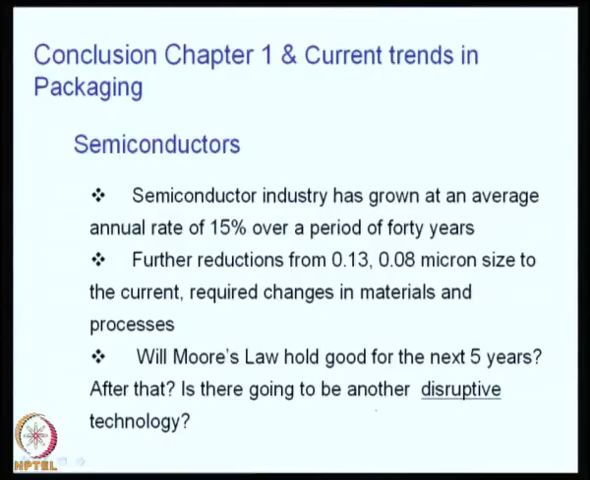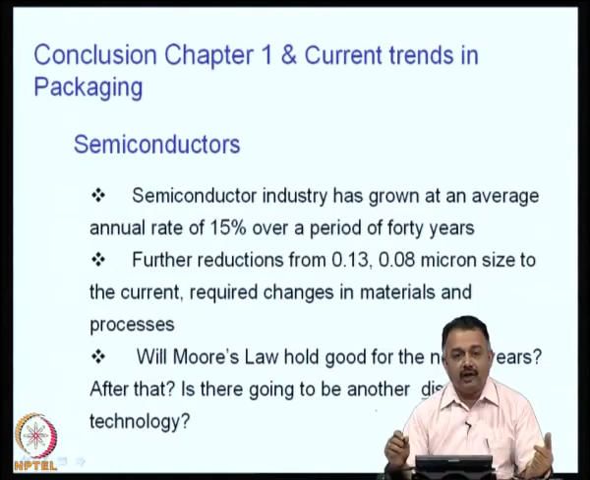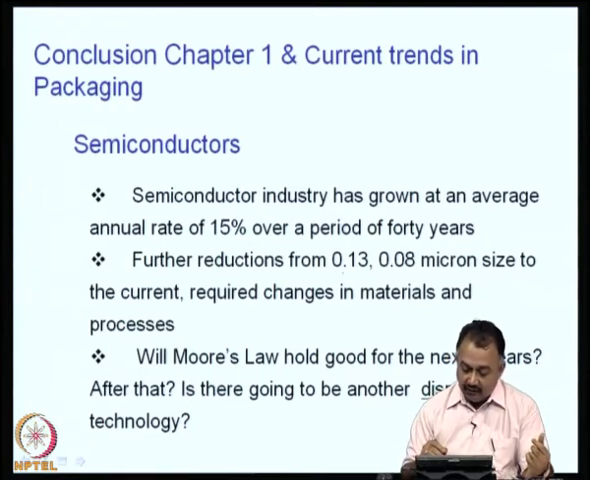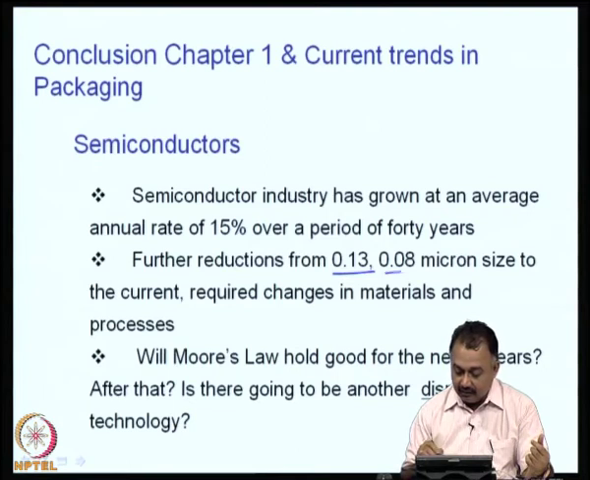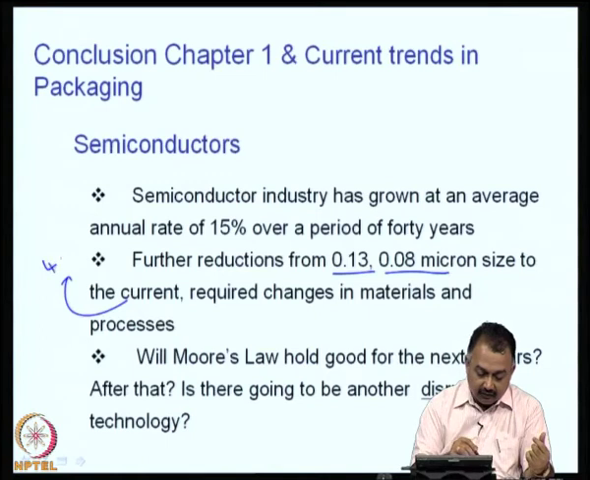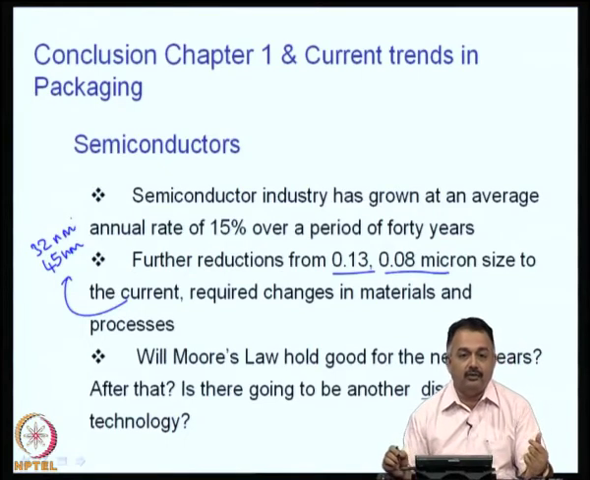So, we have seen semiconductors, and we have seen the semiconductor industry growing at an average annual rate of 15% over the period of 40 years. The growth rate is constant. Further reductions from 0.13 micron technology, 0.08 micron technology to the current. I hope you can remember what is the current technology used. We are working at 45 nanometers, and further to 32 nanometer technologies are being used by companies like Intel and so on.